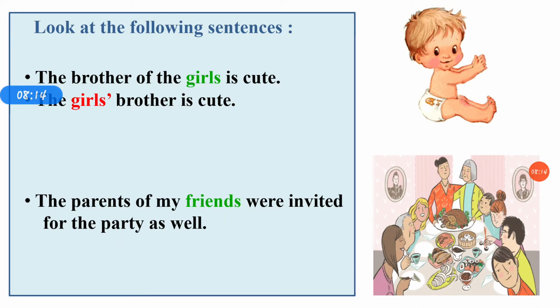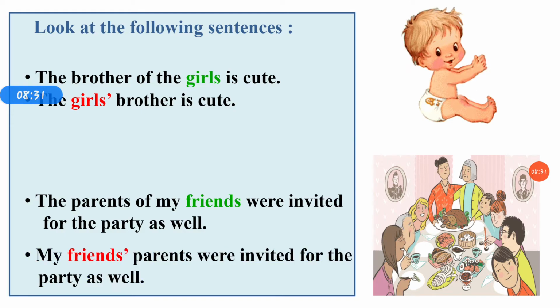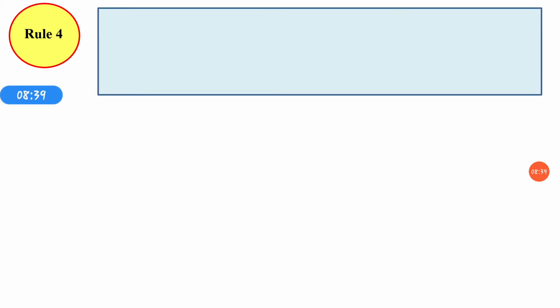Another one is, the parents of my friends were invited for the party as well. We just add an apostrophe to the friends and write it as, my friends' parents were invited for the party as well.